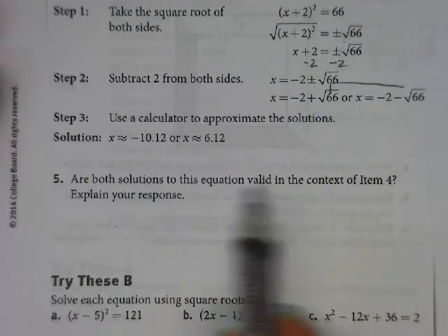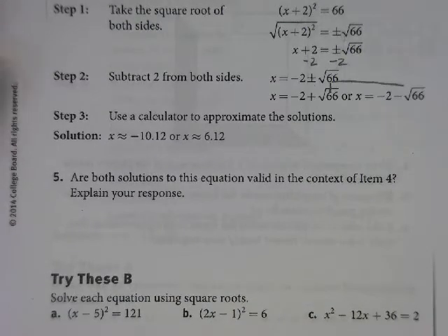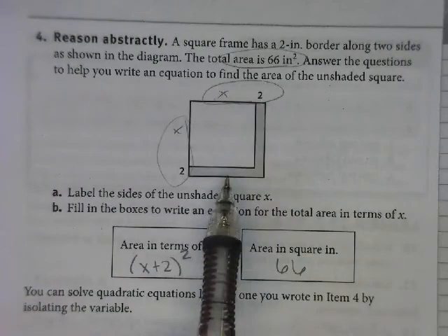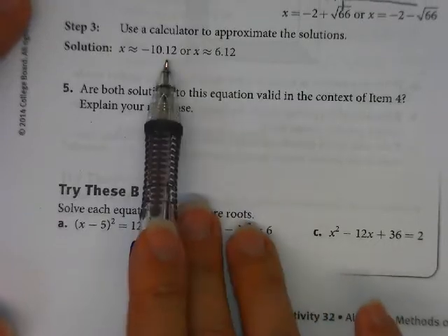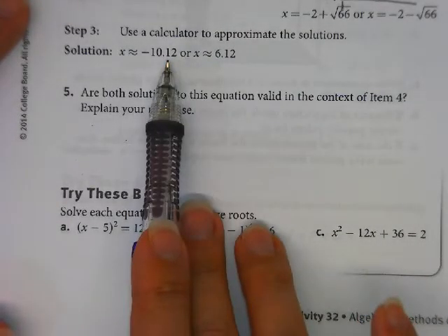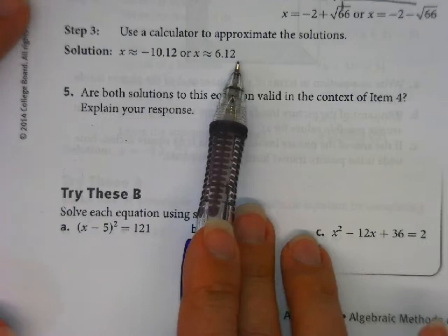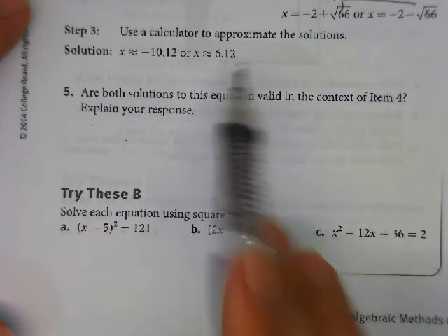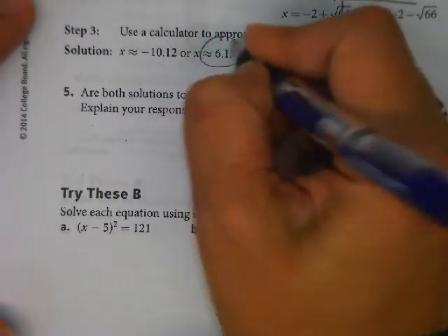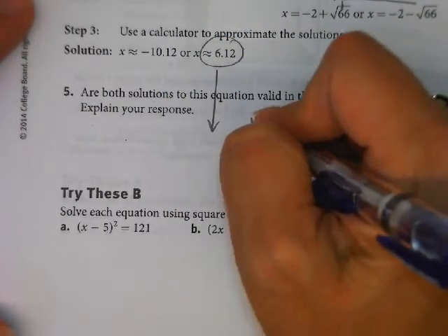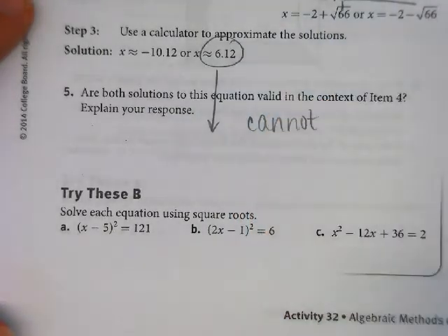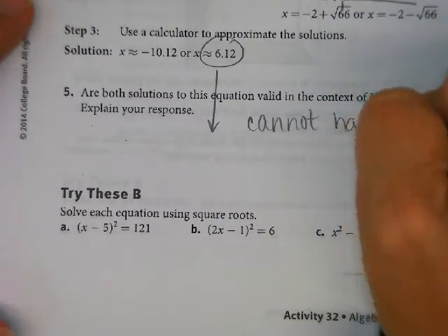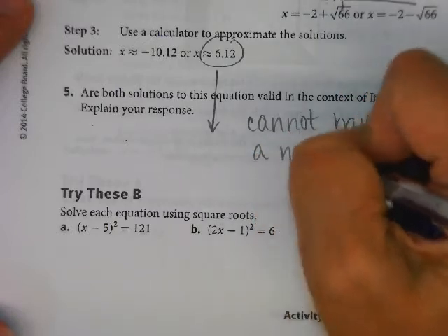Now, do both of these solutions make sense in the context of our frame? Remember, this all had to do with this picture frame up here. Do both of these answers, meaning the side length is negative 10.12 or the side length is positive 6.12, make sense? No. Which one makes sense? Only this one makes sense, right? We cannot have negative side lengths. It just doesn't make sense in real life, right?